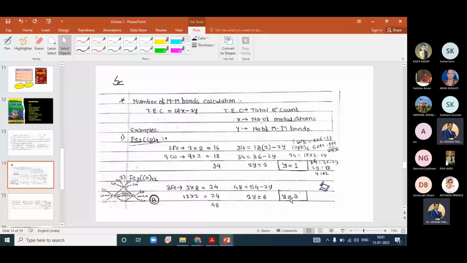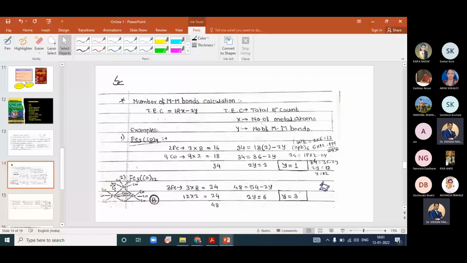You can cross-check it using the structure: each Fe is joined to the other Fe atoms, so there are three bonds. The three iron atoms are joined 3 times in the given structure. That's why y is equal to 3. y equal to 3 means three metal bonds are present in the given structure.